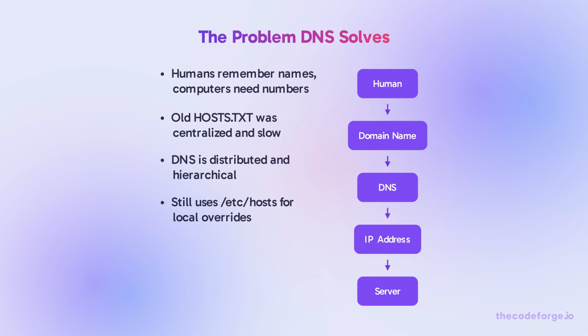Computers communicate using IP addresses, but humans are terrible at remembering numbers. We remember names. DNS bridges this gap. Before DNS, the internet used a single file called HOSTS.txt that was maintained centrally and downloaded nightly. As the internet grew, this became impossible. DNS replaced it with a distributed, hierarchical system.